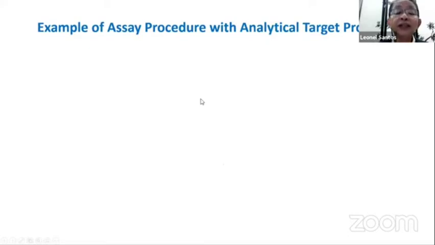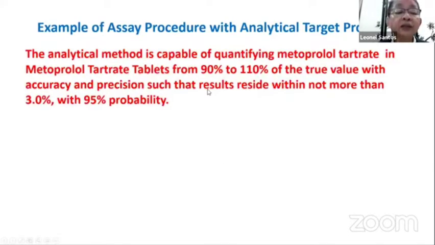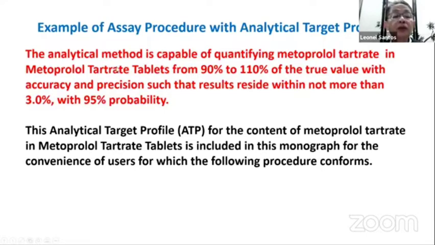So an example of assay procedure with analytical target profile is shown here. The analytical method is capable of quantifying metoprolol in metoprolol tartrate tablets from 90% to 110% of the true value with an accuracy and precision such that the results reside within not more than 3% with 95% probability.